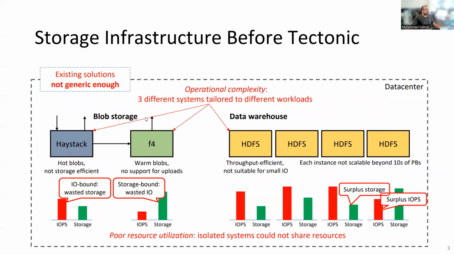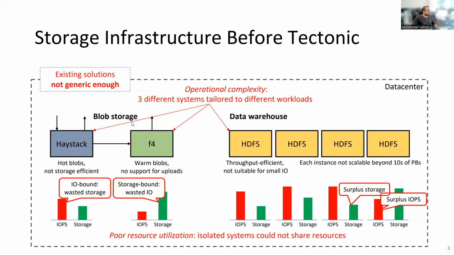Before Tectonic, this paper is introducing Tectonic. So they are showing how the system works before implementing the Tectonic system. They are showing both the blob storage and also the data warehouse. In the blob storage, they have two kinds of storage tenants. For example, Haystack is one tenant, the other is F4, and the Hadoop file system is a tenant. Different storage systems are called tenants in the paper.